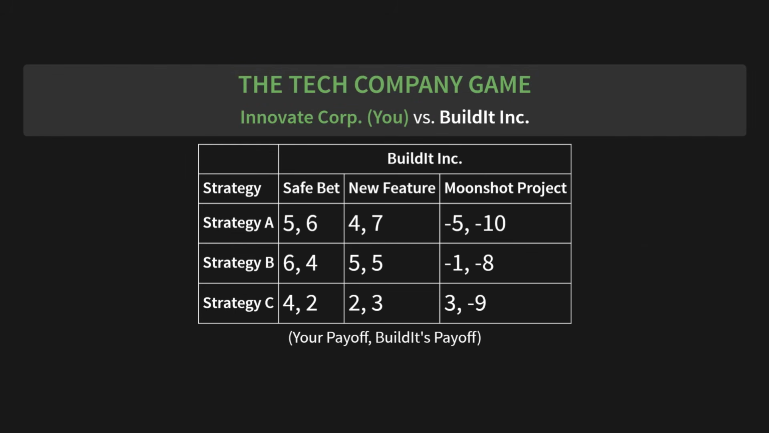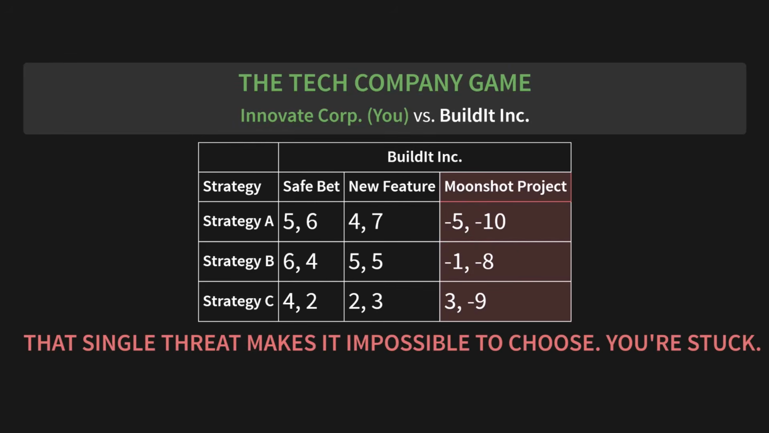Let's see this in action with the tech company game. You're Innovate Core and you're up against Build It Inc. Check out this table. It shows the profits for both of you based on the strategies you each choose. You're looking at your options and you see that third column for Build It, the Moonshot project. And it's terrifying. If they choose that, your profits get absolutely crushed. That single threat makes it impossible to choose.